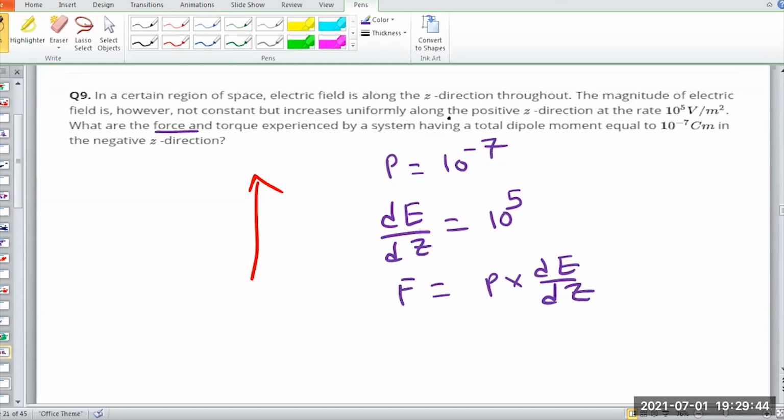Because the electric field is increasing in the z direction and the dipole is also in the z direction, the torque is 0. So you can solve this question from the basics. Force is P into dE by dz. P is given, dE by dz is given, so force can be calculated. And my dipole and electric field are parallel, so there will be no torque. Torque will be 0.